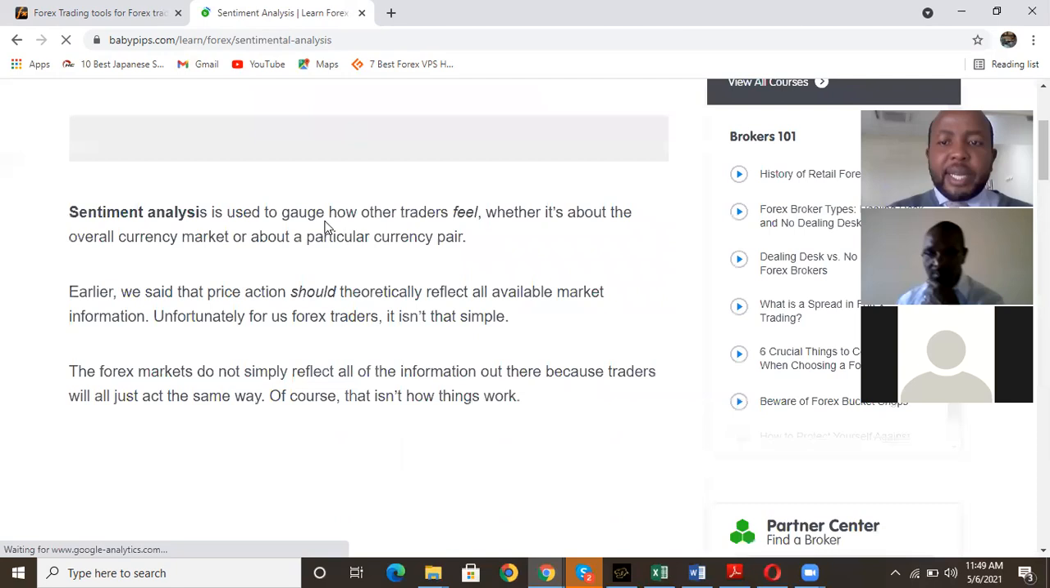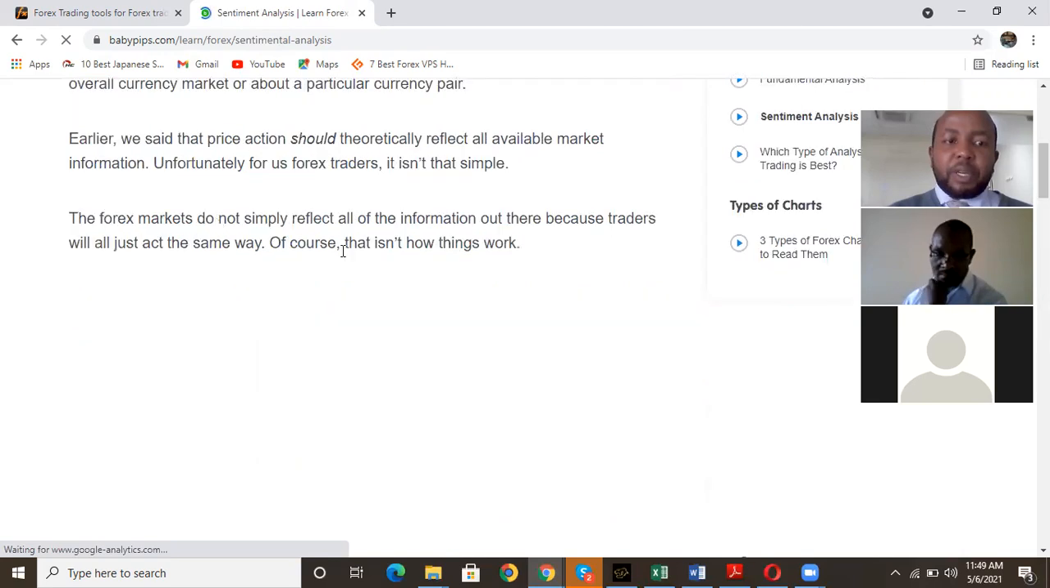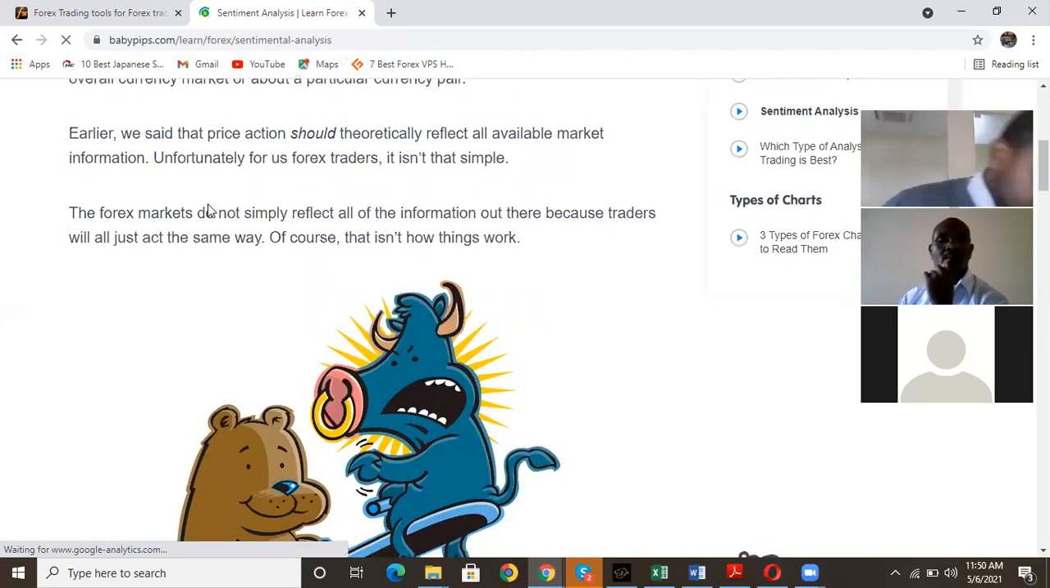Sentiment analysis is used to gauge how other traders feel, whether it's about the overall currency market or about a particular currency pair. Earlier we said that price action should theoretically reflect all available market information. Unfortunately, it's not that easy. Forex markets do not simply reflect all the information out there, because traders will not all just act the same way. So this is why sentiment analysis is important.